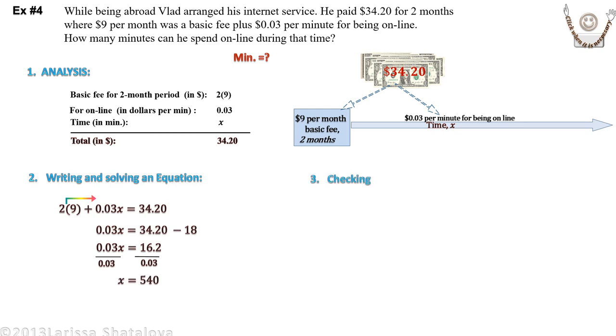Checking. In our original equation, we have to replace x with 540 and check is the left side equal to the right side? Yes. Now we are ready to write the answer. Vlad can spend online 540 minutes.